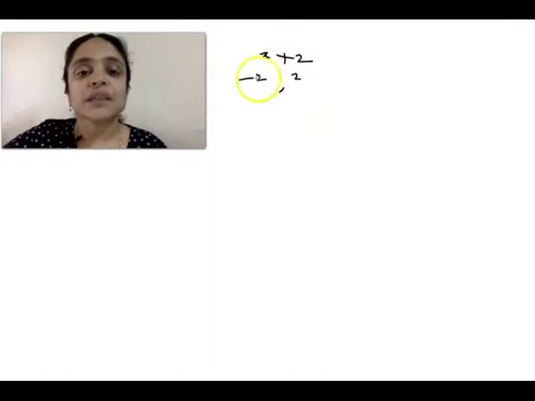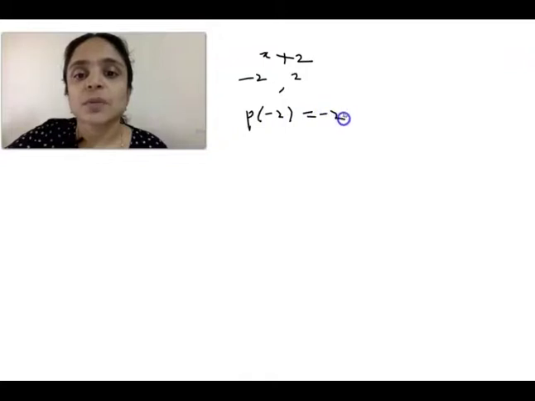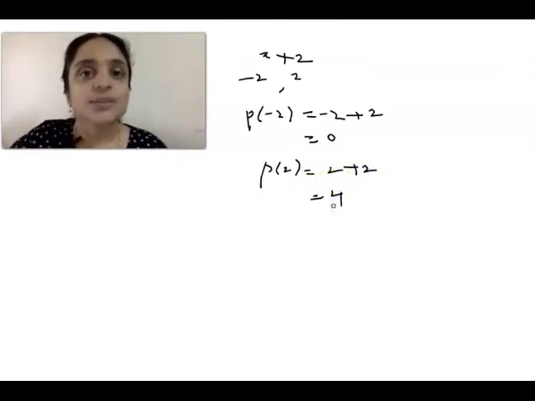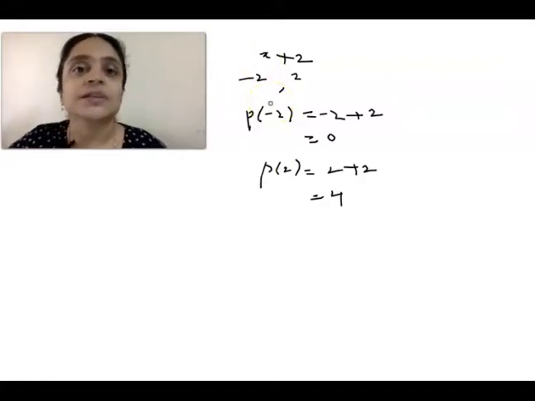Now, example 3 from the NCERT book. Here, we have to check whether minus 2 and 2 are zeros of the polynomial x plus 2. What is p of minus 2? P of minus 2 equal to minus 2 plus 2, which is equal to 0. So, minus 2 is a zero of the polynomial. And what is p of 2? P of 2 equal to 2 plus 2 equal to 4. So, is 2 a zero of this polynomial? No. 2 is not a zero of this polynomial. So, only minus 2 is a zero of this polynomial.